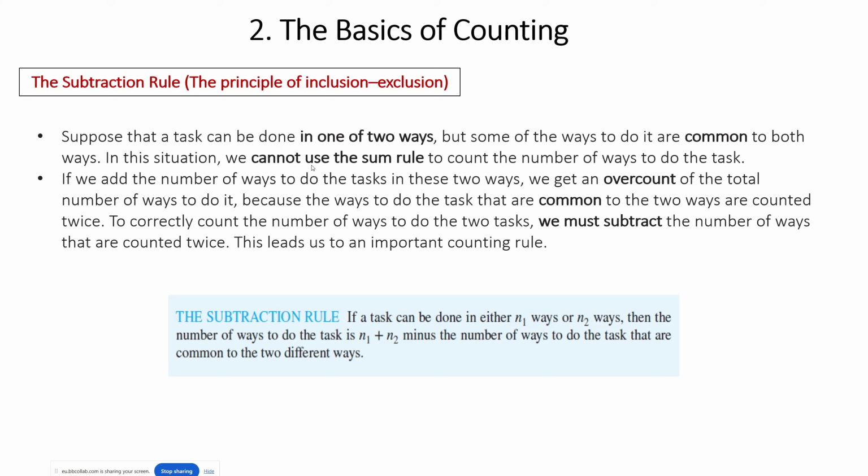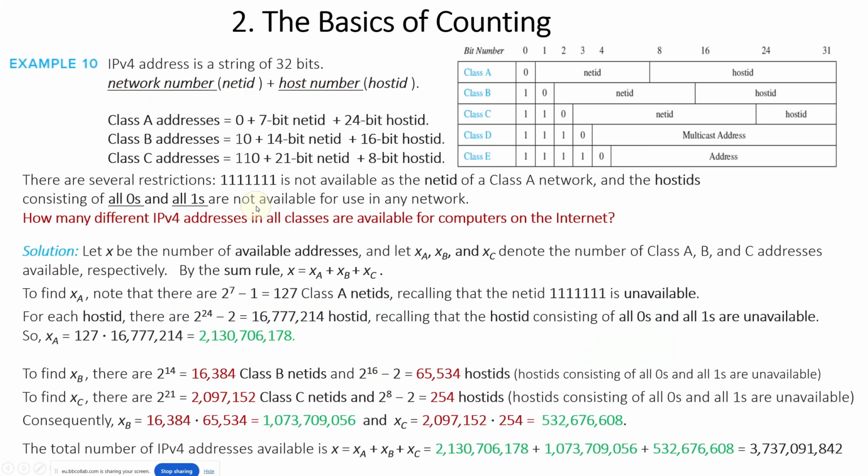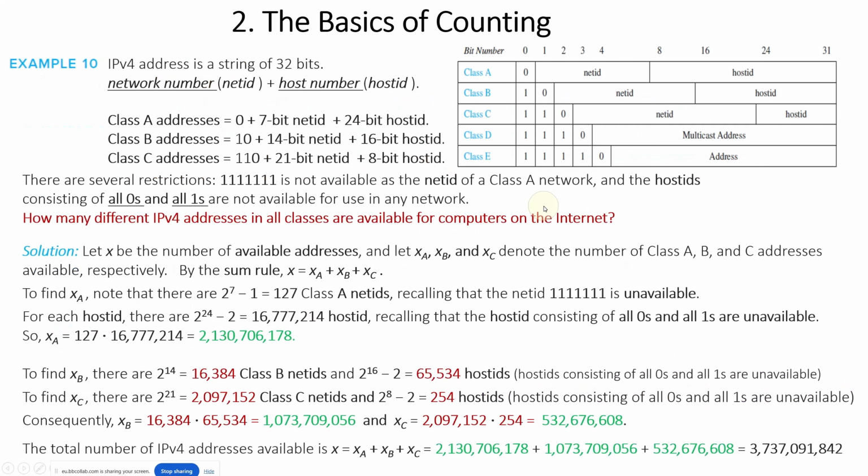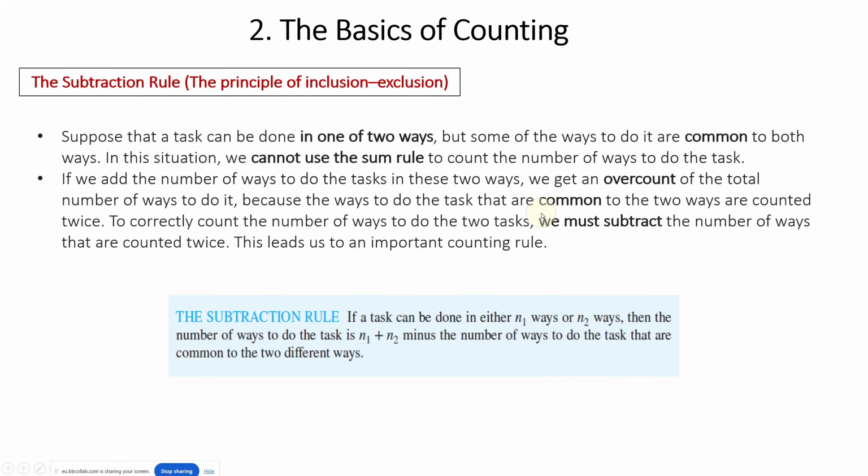All right. Now there's the principle of inclusion and exclusion. This is like the subtraction rule. Now, what is the subtraction rule? If you remember what we said about the sum rule, when there's nothing in common, I have two ways to do things, either this way or that way. Now, sometimes we have some things that are in common, and this is where the subtraction rule comes into action.